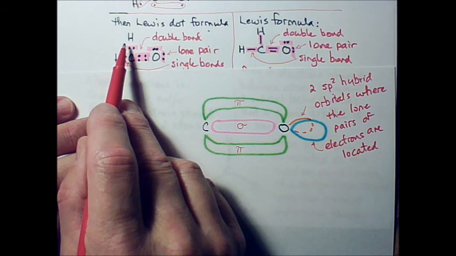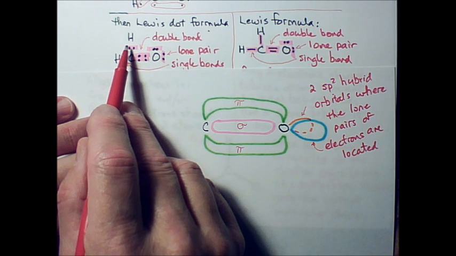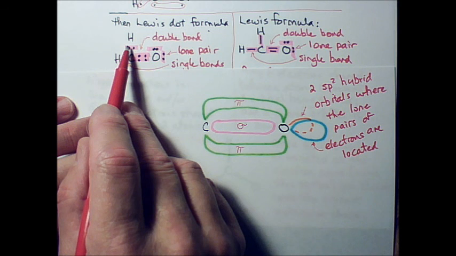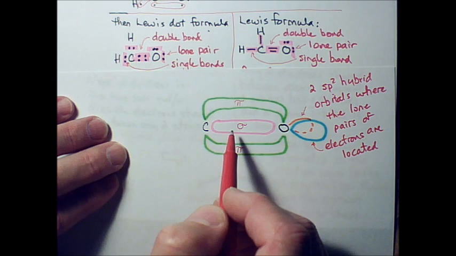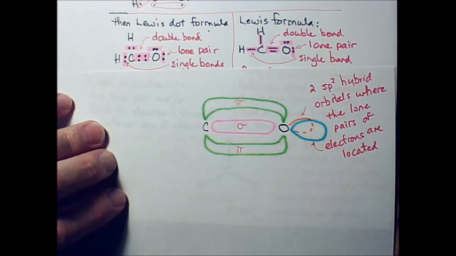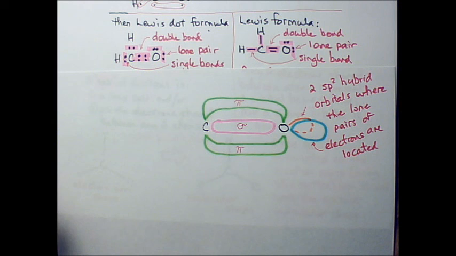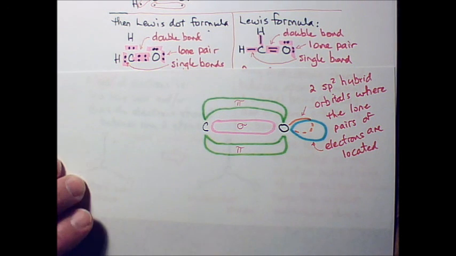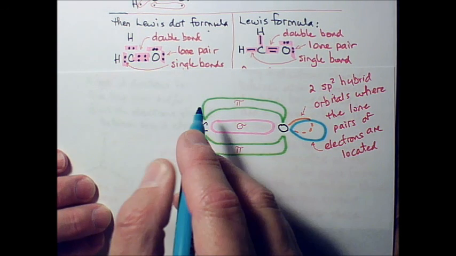The two shared electrons going to the hydrogens, those are sigma bonds. Okay, just like this is a sigma bond. Anytime you have a covalent bond, a shared set of electrons, you always have to have a sigma bond. You can have a pi bond in addition to that, but you have to have a sigma bond.